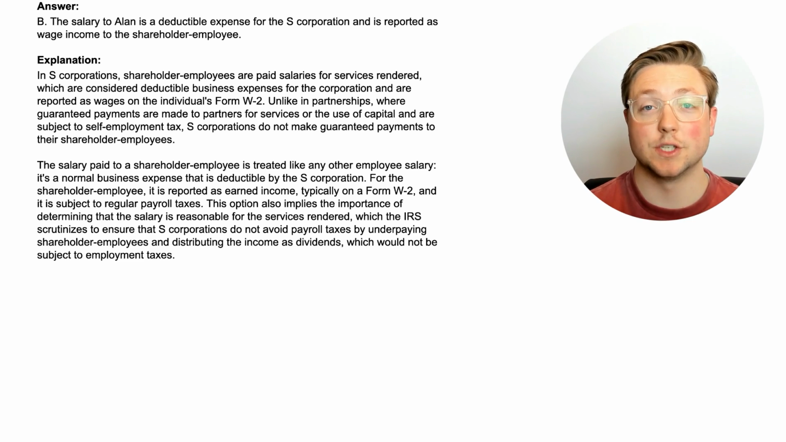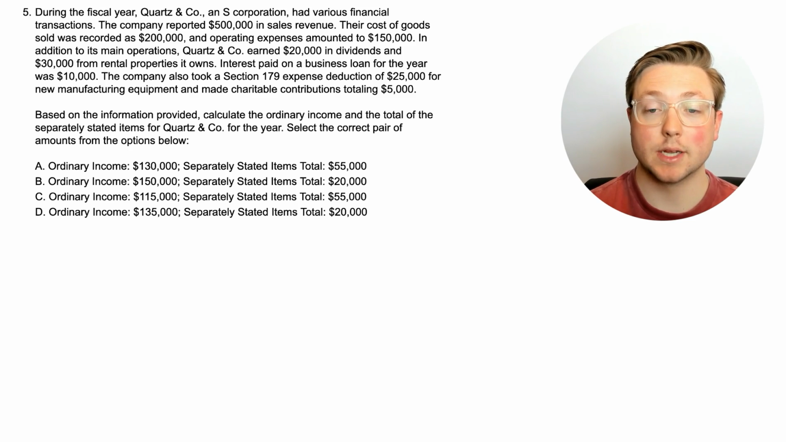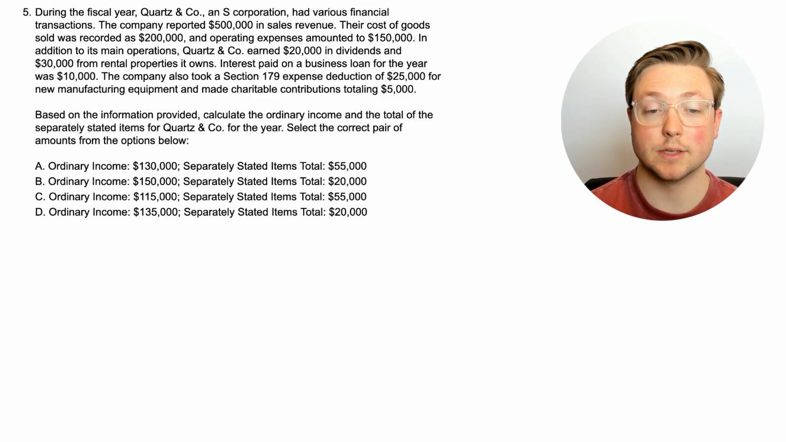Let's go to the last question in the video. Okay, here is question 5. During the fiscal year, Courts & Co. and S Corporation had various financial transactions. The company reported $500,000 in sales revenue, their cost of goods sold was recorded as $200,000, and operating expenses amounted to $150,000. In addition to its main operations, Courts & Co. earned $20,000 in dividends and $30,000 from rental properties it owns. Interest paid on a business loan for the year was $10,000.